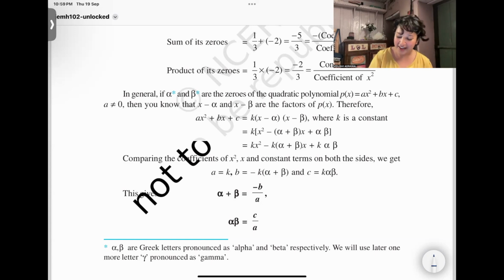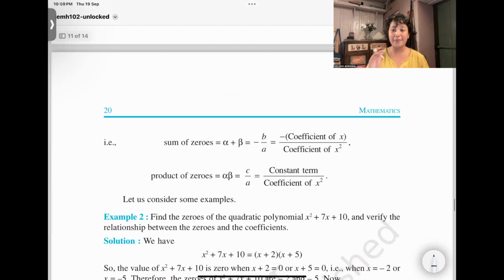So alpha and beta are my zeros and the sum formula is minus b upon a. b is the coefficient of x, a is the coefficient of x squared and c stands for the constant. Alpha beta is equal to c upon a. Done. Scroll, and this is our question of example number 2.